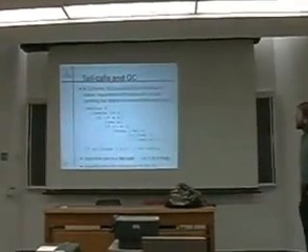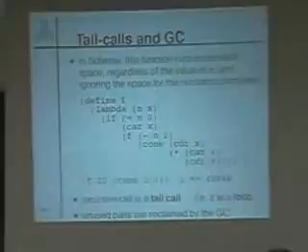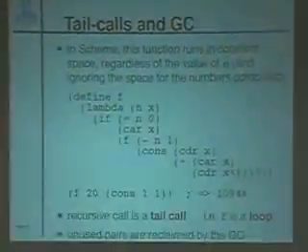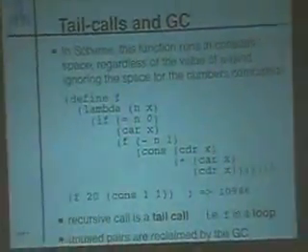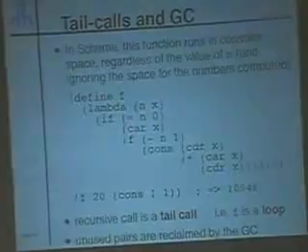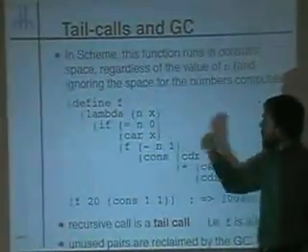So let's look at tail calls and garbage collection. Here's a small function. Function of 2 and x.